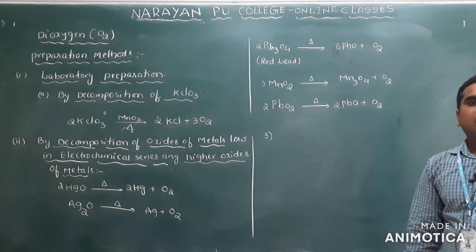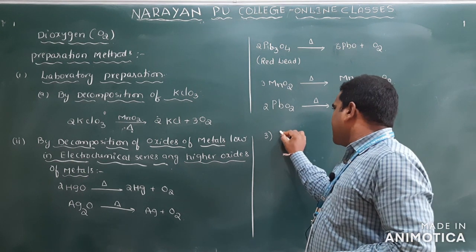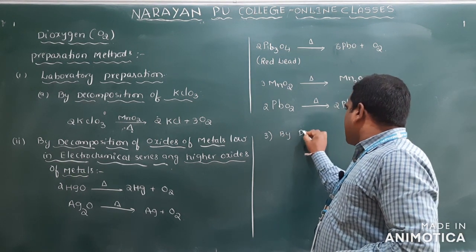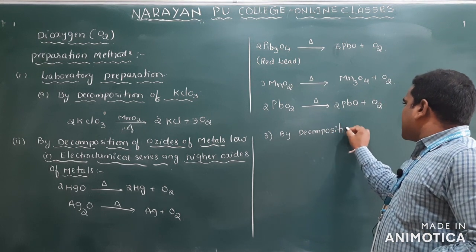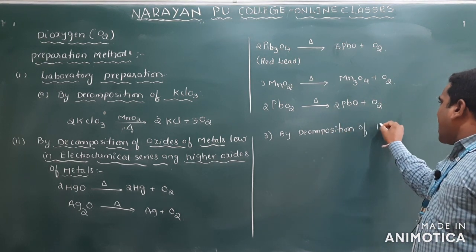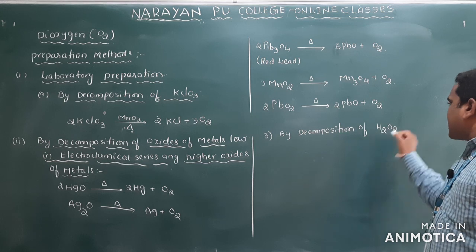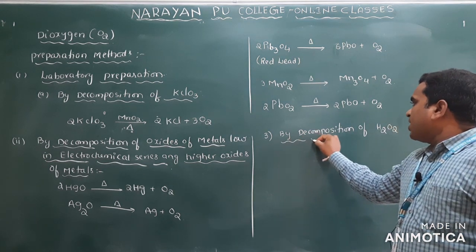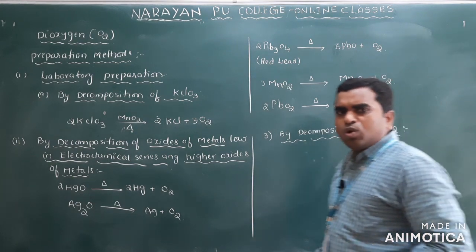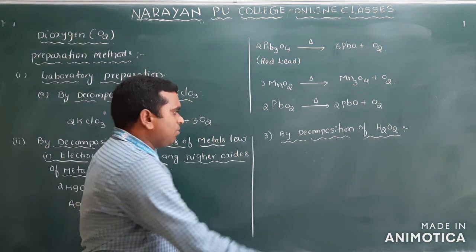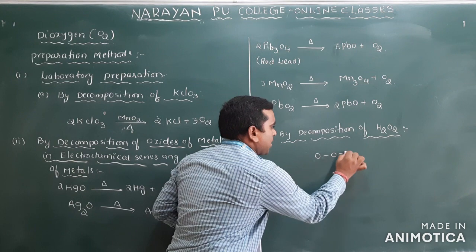Third one is simply by decomposition of hydrogen peroxide. Decomposition of which one here? Hydrogen peroxide. You already know what is hydrogen peroxide. The formula of hydrogen peroxide is H2O2. Clear? You know that in hydrogen peroxide there will be a peroxy bond. This is hydrogen peroxide, right?